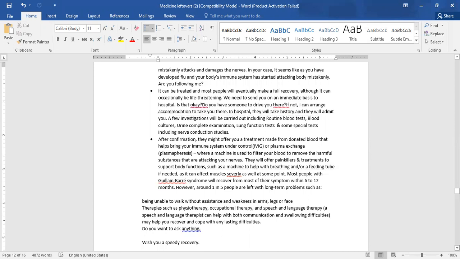Then she will ask how you are going to treat it. So it can be treated and most people will eventually make a full recovery. Although it can occasionally be life-threatening, we need to send you immediately to the hospital. That is a very important point here. GB syndrome, immediately refer to the hospital. Then ask, is that okay?